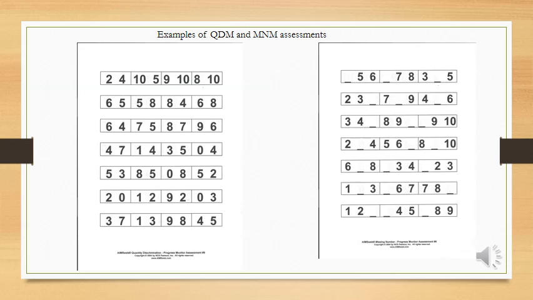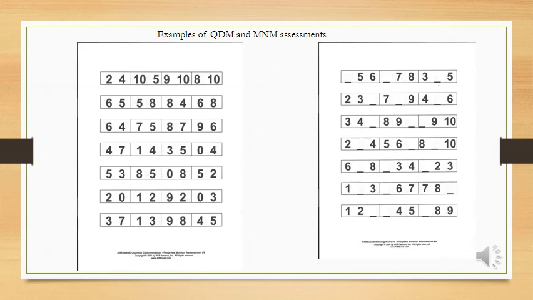Two additional AIMSweb measures that I used were quantity discrimination, which is the QDM, and the missing numbers measurement, which is the MNM. First, we'll look at the QDM, or the quantity discrimination measure, on the left side of the page. It's a 1 minute test. The students start at the top, and you'll notice that there are two numbers in each box. The student has to identify which number is larger in each box and say the name of that number.